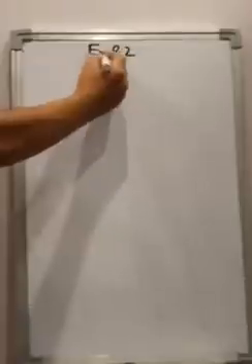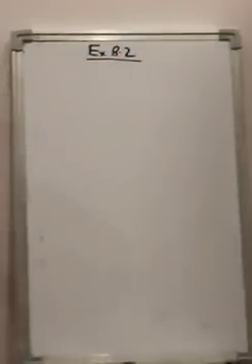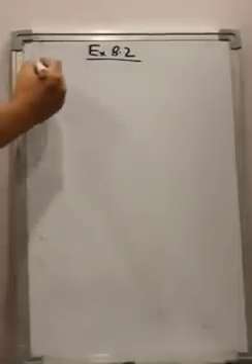Morning everyone. Today we continue with exercise 8.2 of algebra, in which you have already learned how to add or subtract given expressions. So there are two methods of addition and subtraction of expressions. One is the horizontal method or row method, and another is the vertical method or column method.